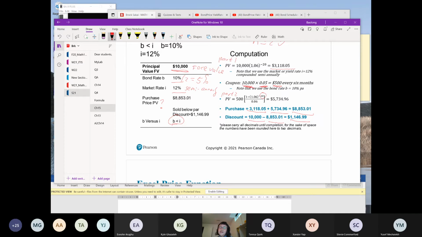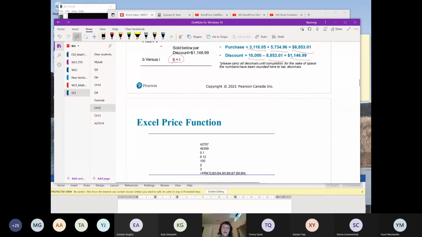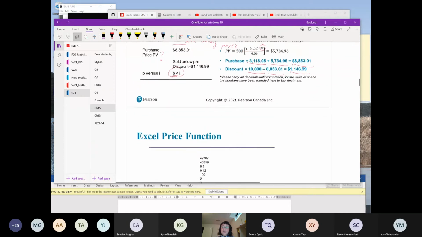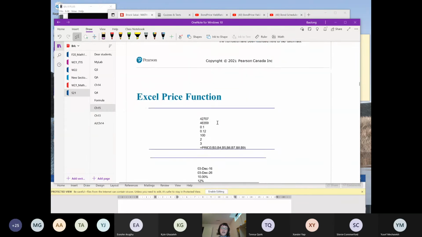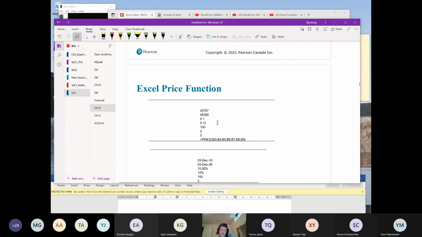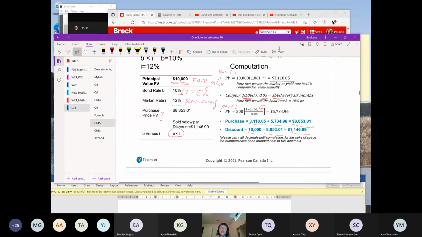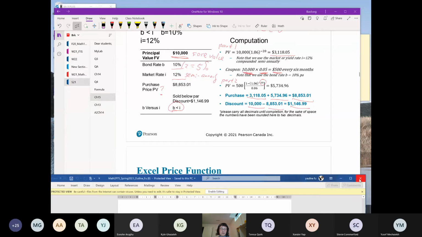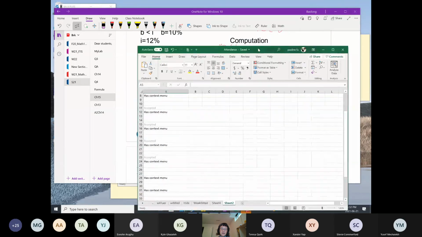Okay, any questions? All right. You can actually use Excel to do this question, using the Excel PRICE function. So I'm going to show you Excel. Where's my Excel?